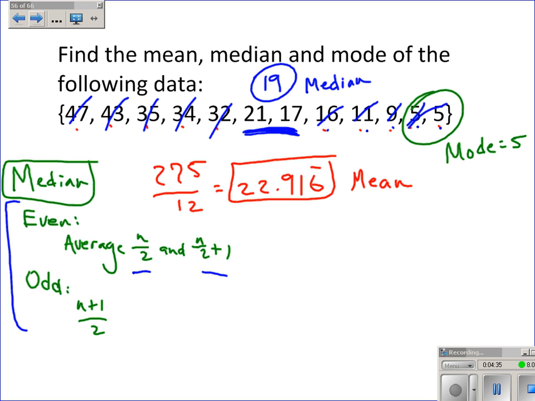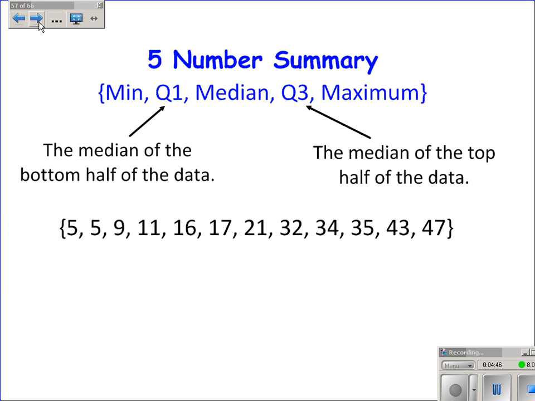Okay, now I wouldn't feel comfortable saying that a good center for this data is 5, even though it occurred most often. But that's the mode. Okay, the 5-number summary.